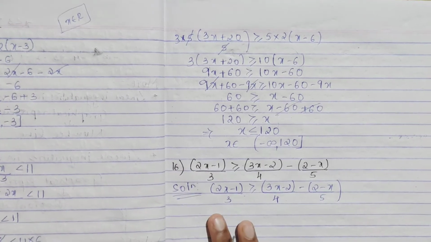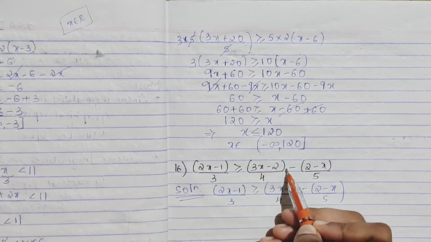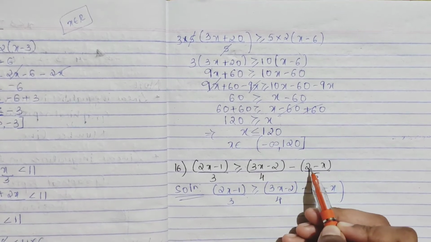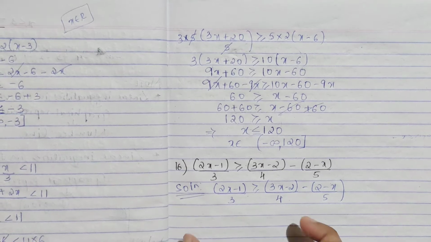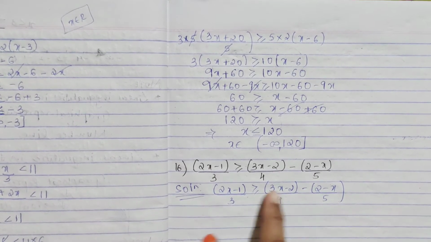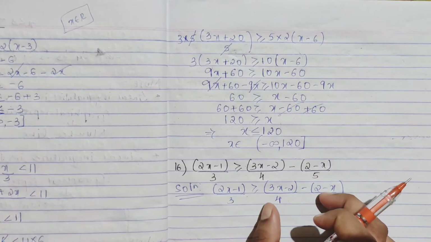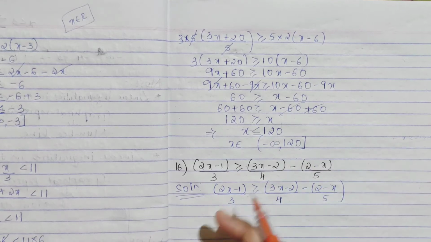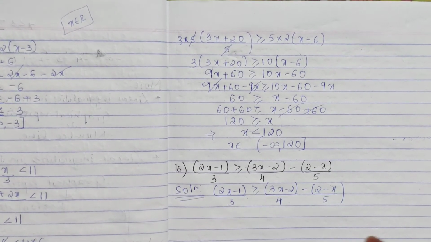So I've taken the 16th one: (2x minus 1) divided by 3 greater than or equal to (3x minus 2) divided by 4 minus (2 minus x) divided by 5. Whenever such questions are there, first we do the LCM, right? Until and unless you do the LCM properly, you can't multiply and cut it off, you can't divide and cut it off, right? So first we will do the LCM.